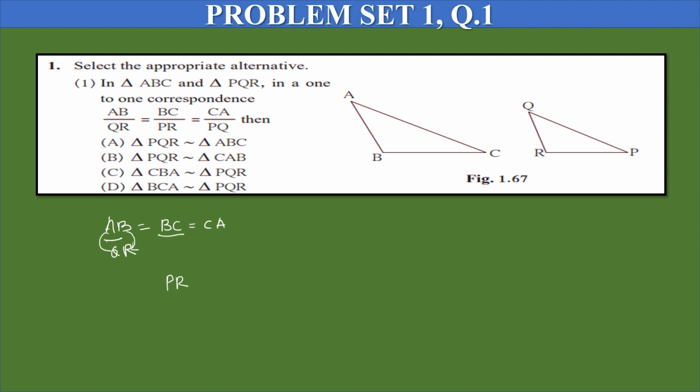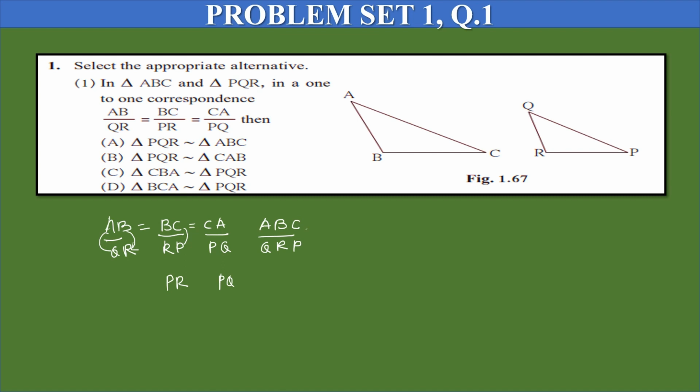But here we had already written B corresponds to R, so we will write first R, then we will write P. Next, with CA it is written PQ. So C we had corresponded to P, so here we will write P and Q. Together we can write A, B, C, and here together it is Q, R, P. So we have to find the correct answer.